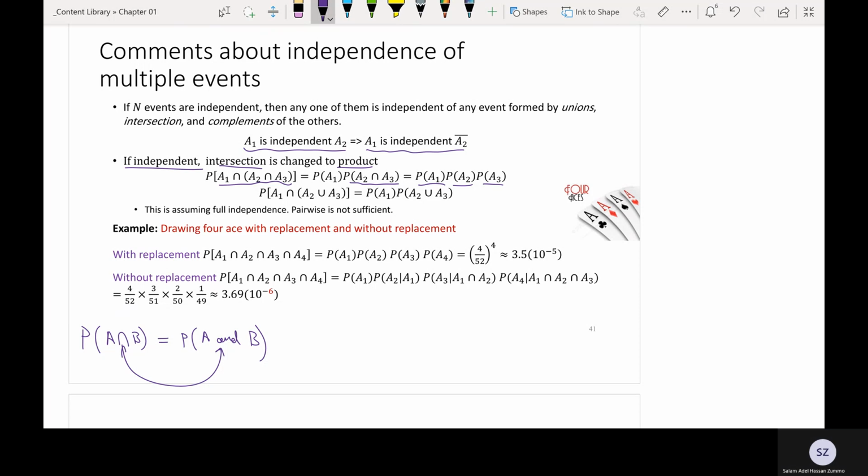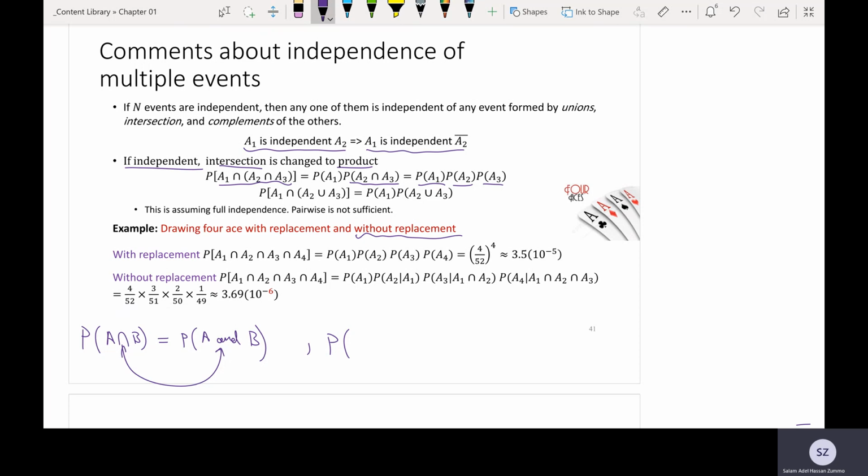Now, let's talk about this example: drawing with and without replacement. Again, we go back to the deck of cards. The union is all. Yeah, that's a good question.